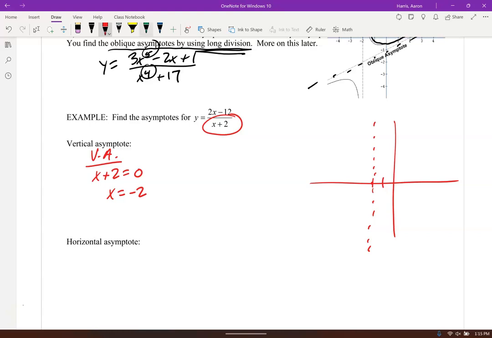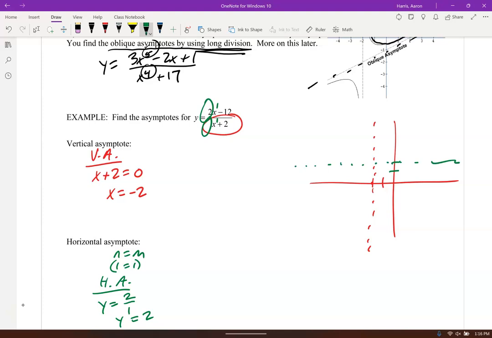The horizontal asymptote: what's the degree of the top? x to the 1, right? Degree of the bottom? 1. If they're the same, n equals m. In this case, 1 equaling 1, they're the same. Then the horizontal asymptote is the ratio of the leading coefficients. 2 over the number in front of that x, which is 1. So y equals 2. Y equals 2, right?